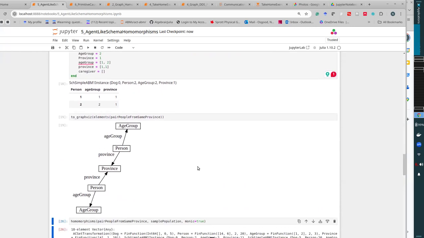Okay, so where are the two people? You tell me. Here's person one, here's person two. They have two different age groups, right? Those aren't constrained to be the same. But what's the same between them? Province. They share the same province. That's why there's only one province here. There's not two provinces. There's just one, okay? Are we okay with this?